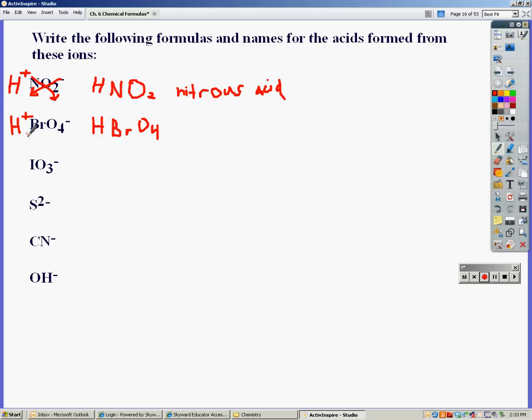Okay, and then we're going to try to name it. Again, don't name the H. You only name, or you go off of the name of the negative ion. And BrO4 is like ClO4, which was perchlorate. And so this one is perbromate, so it becomes perbromic acid.